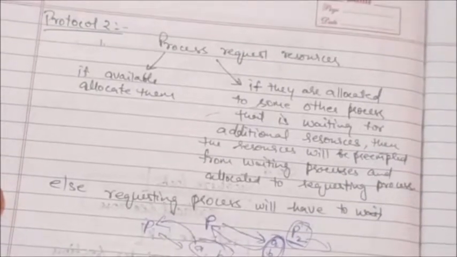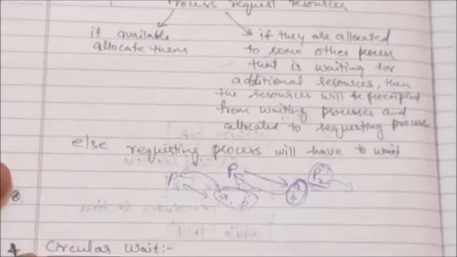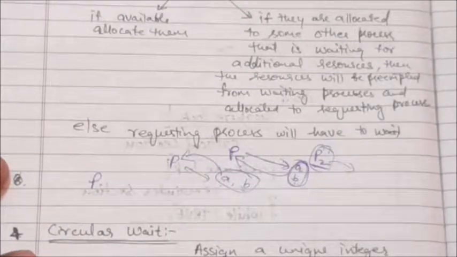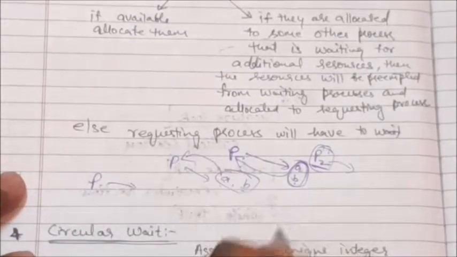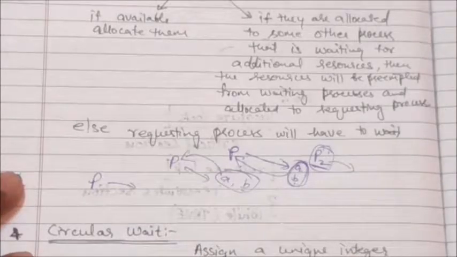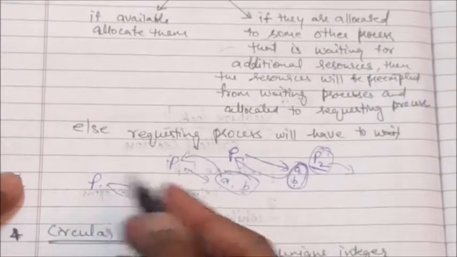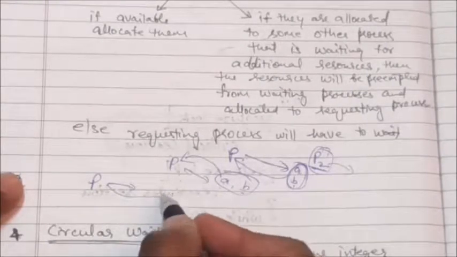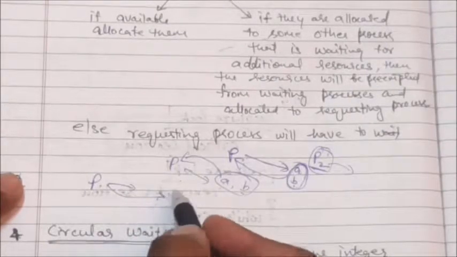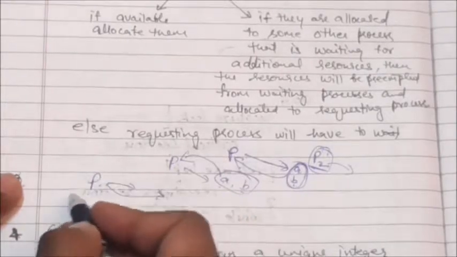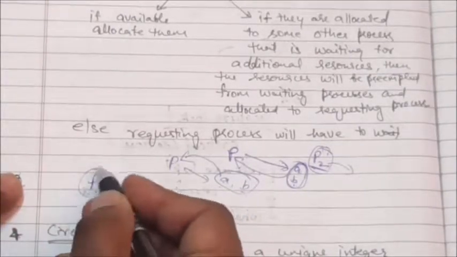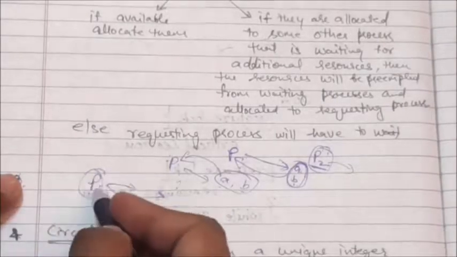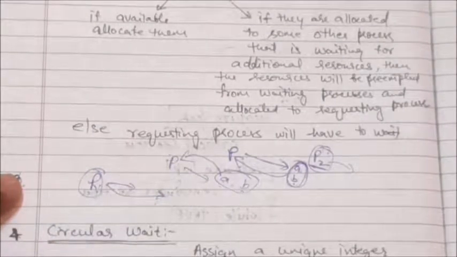Now what happens? Suppose process P is requesting some resources, and these resources are not available, and these resources are not allocated to any waiting process. So there is no waiting process which is holding the resources requested by process P. In this case, what happened? This process P will have to wait.